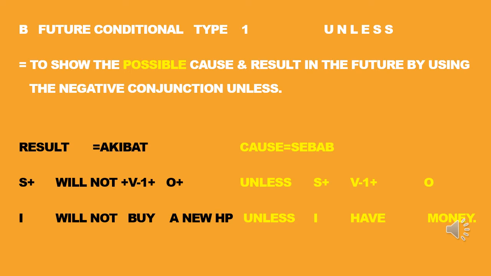It means that I will not buy a new handphone if I don't have any money. But if I have the money, I will buy a new handphone. Once again, I will not buy a new handphone unless I have money. It means that I will not buy a new handphone if I don't have any money. But I will buy a new handphone if I have the money.